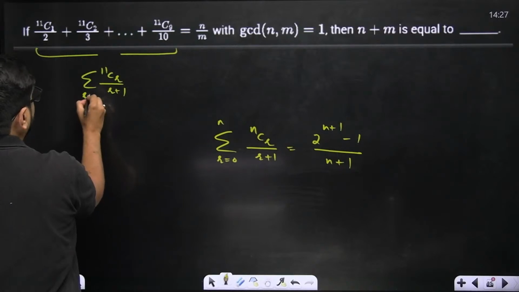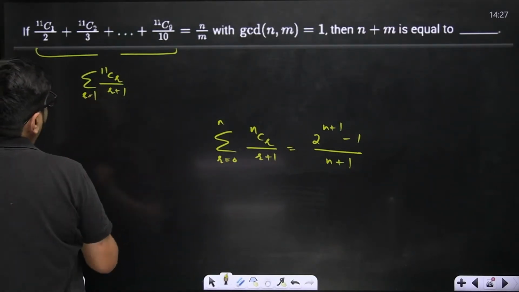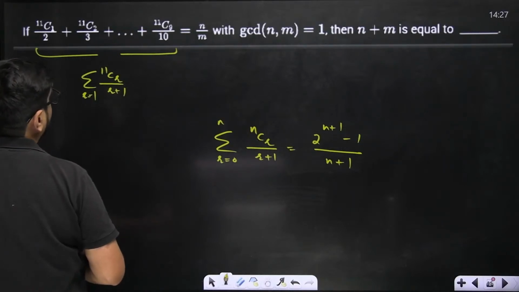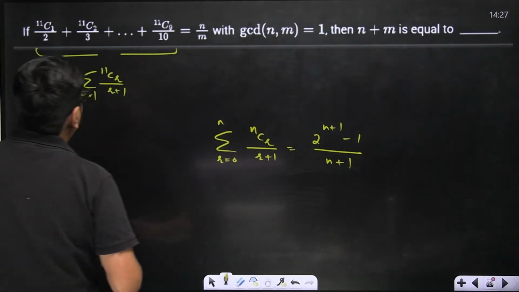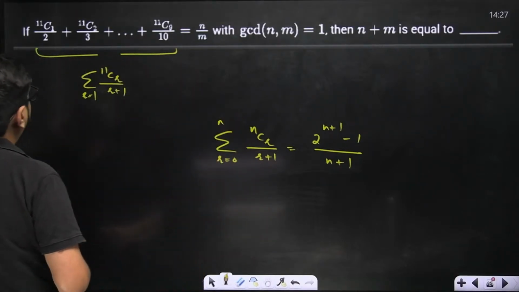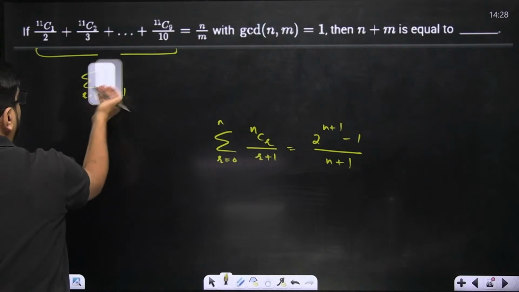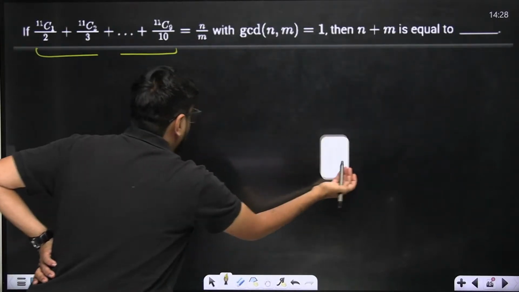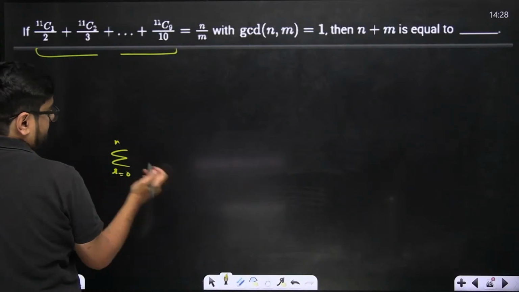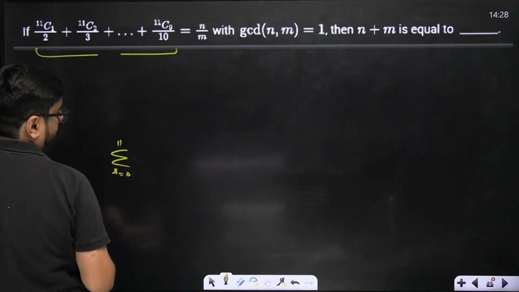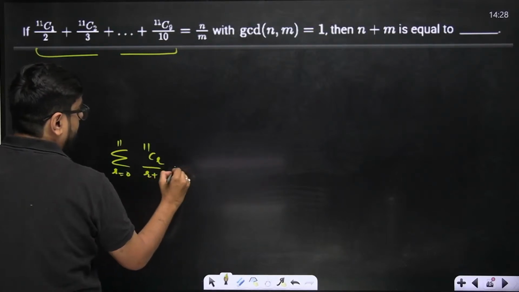Here r is starting from 1, right? But we want to start r from 0. No problem, we'll start from 0. If we open the expansion of r equal to 0, remember this formula starts from 0 to n. Okay, 11Cr upon r plus 1 will be what?